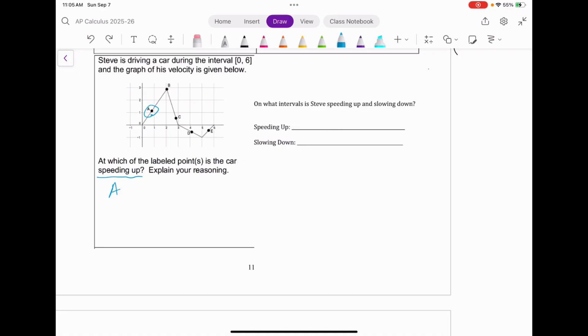And the only other point where the velocity and acceleration are the same is at D, right? Because you can see we have a negative velocity, because it's under the x-axis, and then the slope is negative, so that means the acceleration is negative. So A and D, since the velocity and acceleration are the same sign at these points.